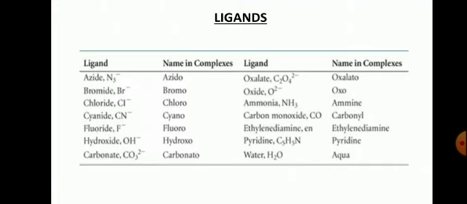Oxide becomes oxo, and here are some of the neutral ligands. The suffix O is not added to the neutral ligands, but the name is changed. Ammonia, NH3, becomes ammine. Even though it doesn't have a negative charge, it can still donate, as ammonia has a lone pair on nitrogen. Nitrogen can donate its lone pair and form a coordination complex. Carbon monoxide becomes carbonyl. Ethylene diamine is en, or ethane-1,2-diamine. You also have pyridine. Water is named as aqua.